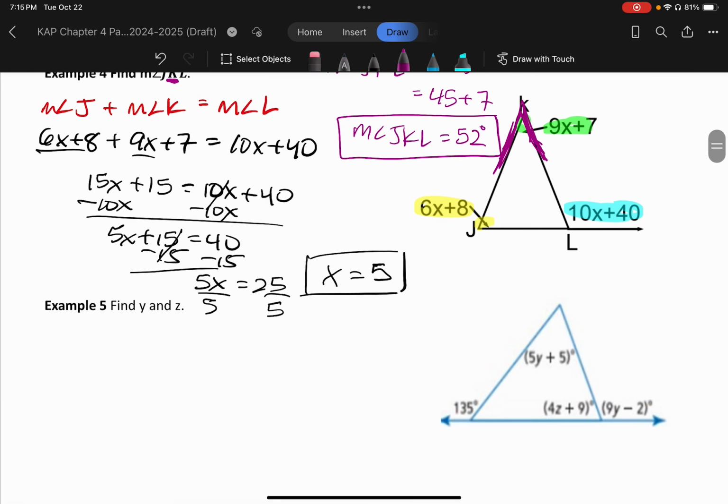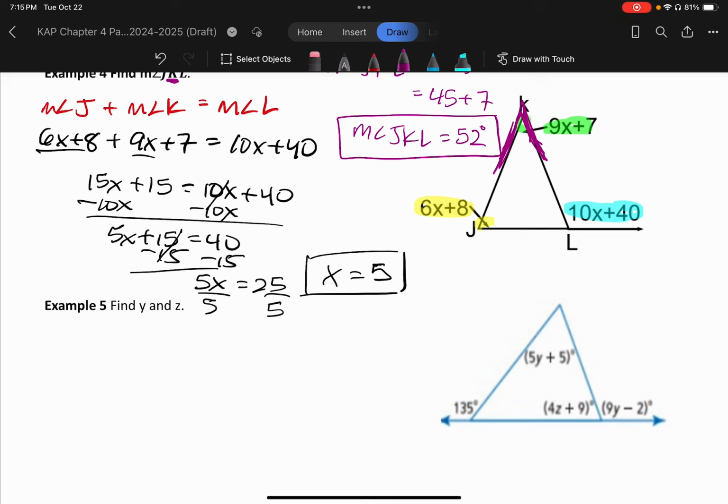Okay, another exterior angle theorem problem here. So it says find y and z. What you'll notice when I look at this diagram is that these are remote interior angles with the 135. The only issue is if I add those two remote interior angles, I have a y and a z, and I'm not really able to solve with that. Okay, so our approach has to be a little bit different here.